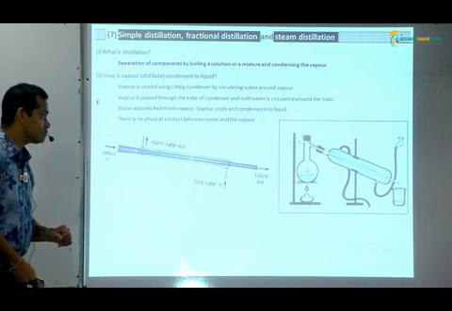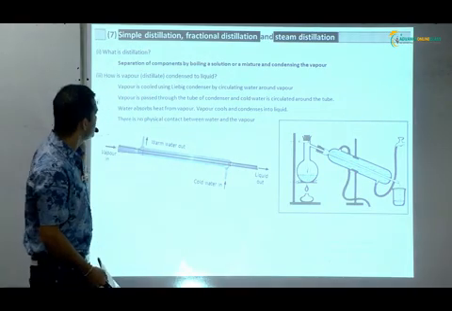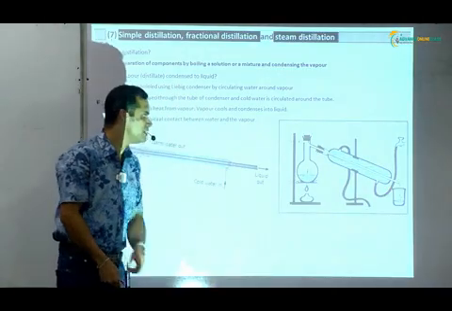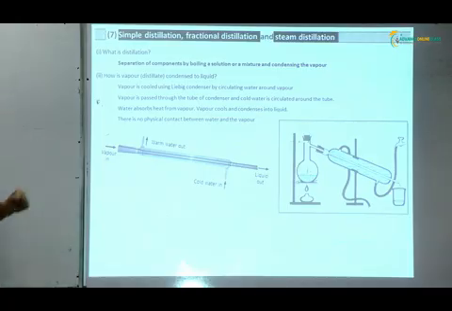Right. So this is the instrument. What do we call this? Liebig condenser. Liebig, but L should be capital. Okay. So that's the end of the basics of distillation.